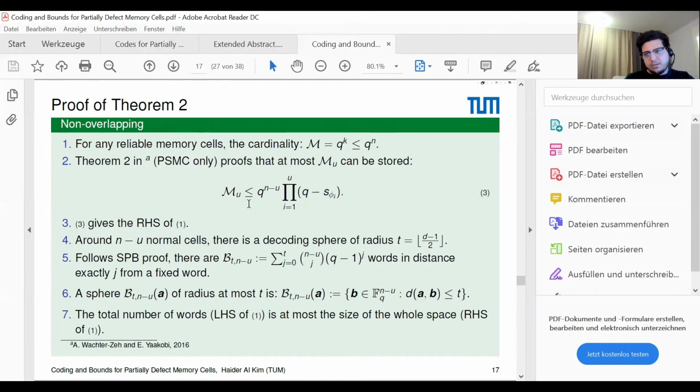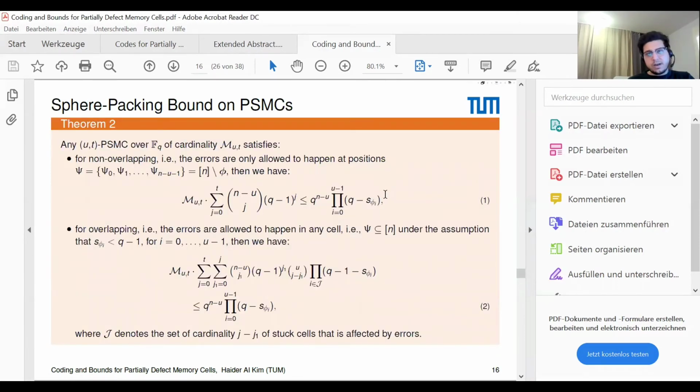This is kind of easy to see: the n minus u cells can store q levels, while for the rest, from 1 to u cells, we can put information only on the levels at least the stuck level, so from S up to Q minus 1, and this is here. So 3 gives us the right-hand side of 1. If we go back to 1 here, this is the right-hand side.